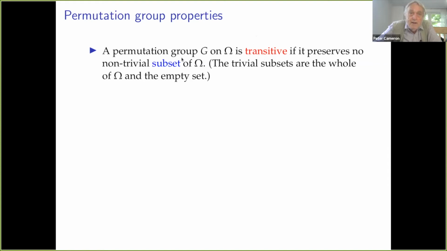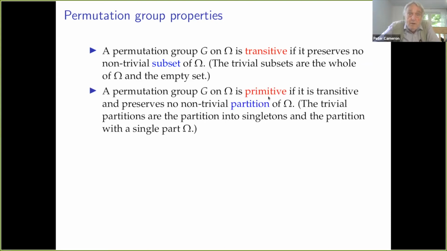Well, just to prove one way around that this is the usual definition, suppose there was a non-trivial subset fixed by the group. So it's non-empty and it's not the whole of omega. So you can take a point in your set and another point not in your set, and the usual definition would require you to carry the first to the second, but that wouldn't leave the set invariant. So that's essentially why this works. So transitive means preserves no non-trivial subset.